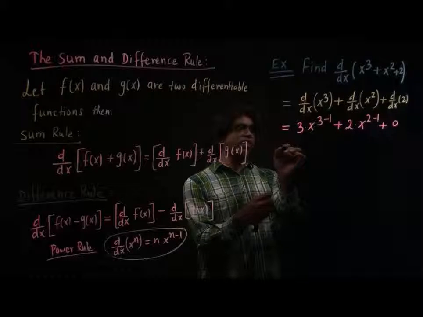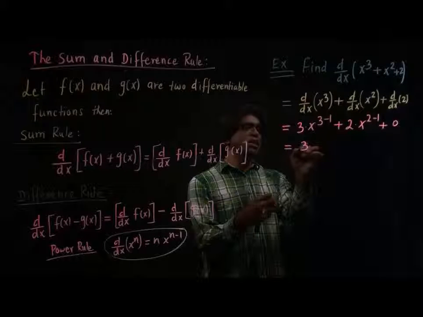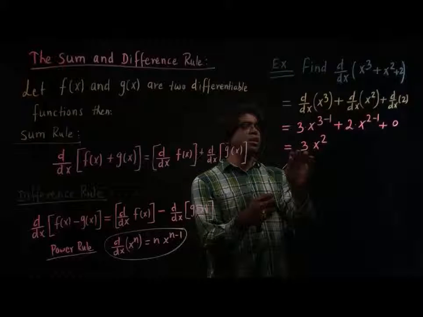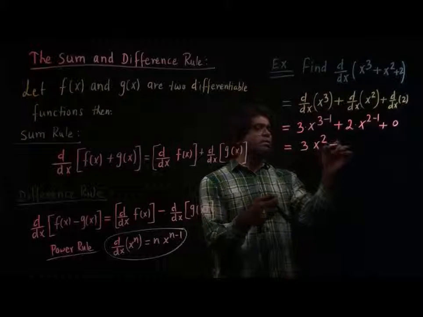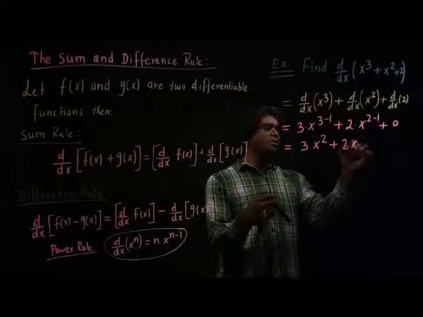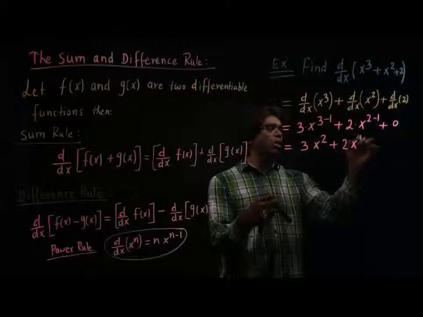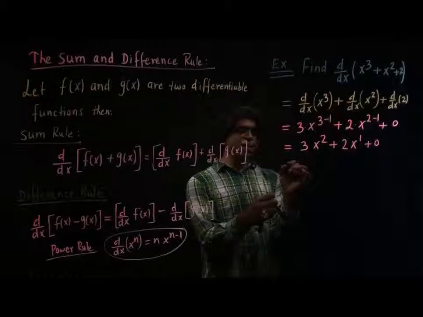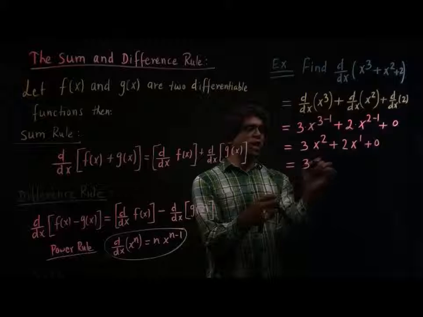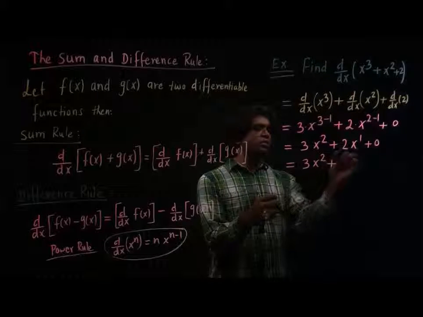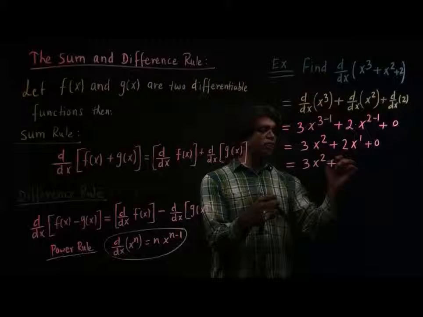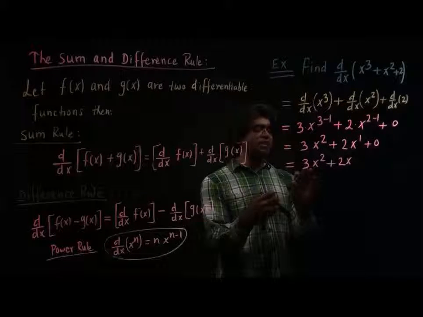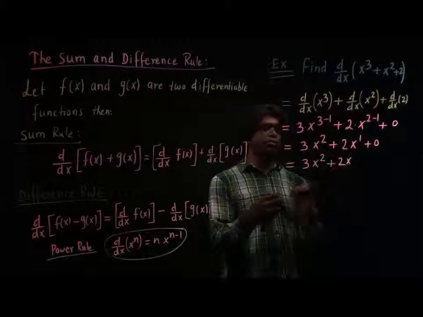Now let's simplify further. 3x to the power 3 minus 1 is 2, so I have 3x squared plus 2x to the power 2 minus 1 is 1, plus 0. Simplifying further, 3x squared plus 2x to the power 1 is 2x, plus 0. So my final expression is 3x squared plus 2.